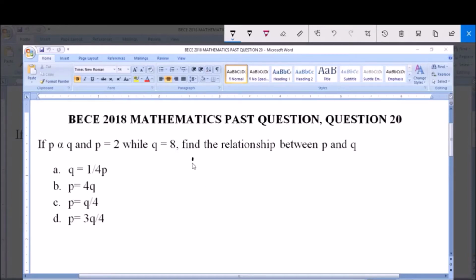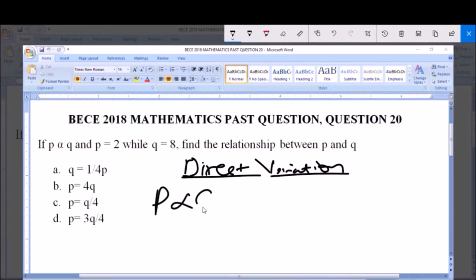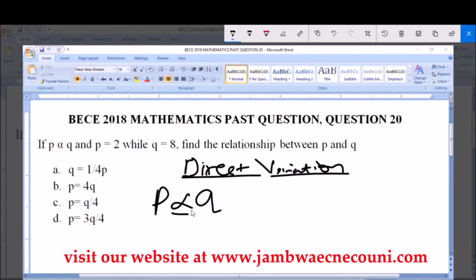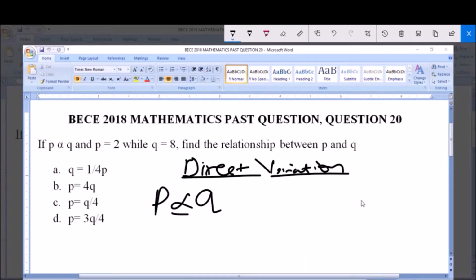Now we're given a direct variation here. We're told that P varies directly with Q. Now this is a proportionality sign, and for us to continue with our solving, we have to change this proportionality sign into an equation sign, and by doing that we introduce our constant. Now let the constant be K. We introduce our constant K.